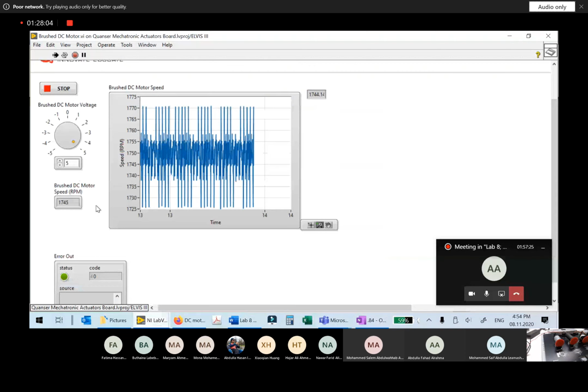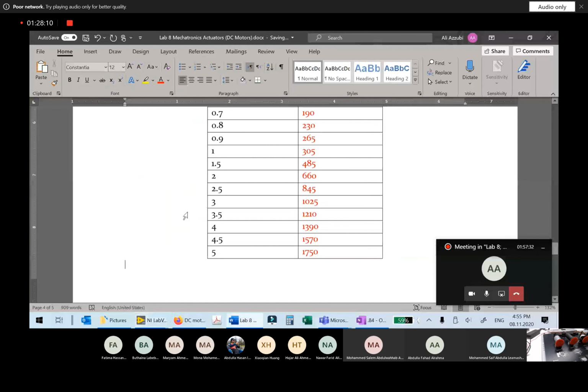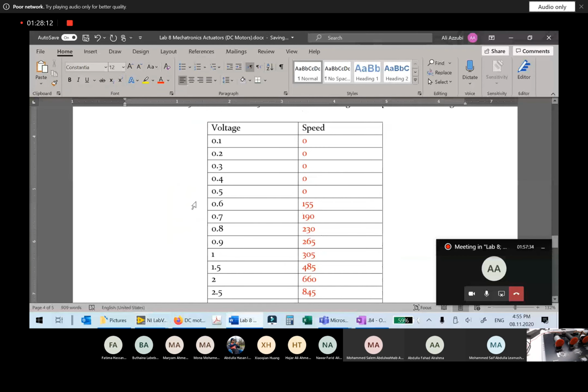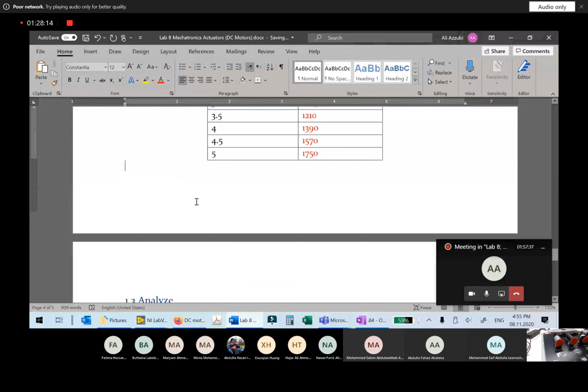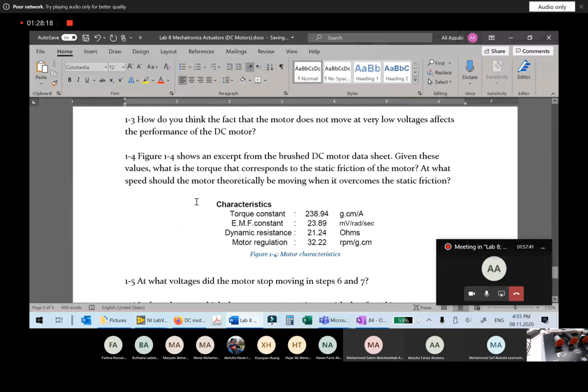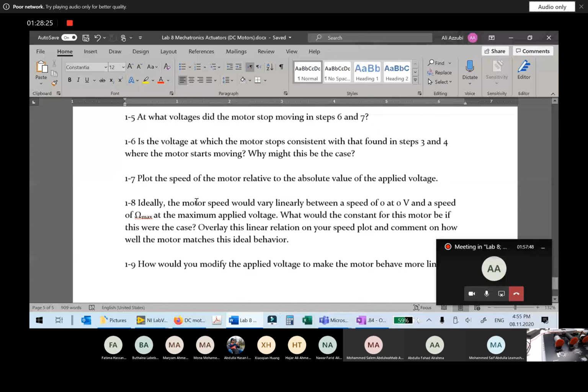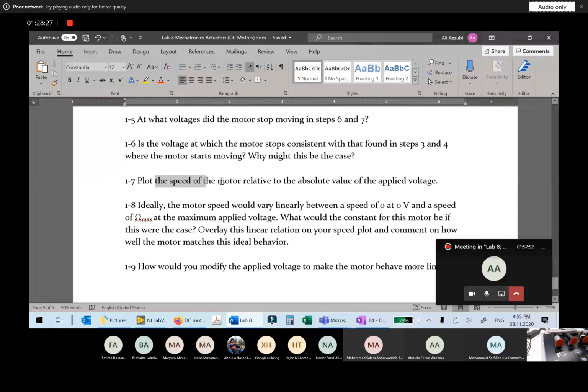Okay, so I'm going to stop my Pi now. Automatically it has stopped my motor and the operation. Alright, so I have a voltage versus RPM. So now this is the end of the experiment, and the analysis here. Okay, I have questions, but let's see. Now it says plot. We need to plot.